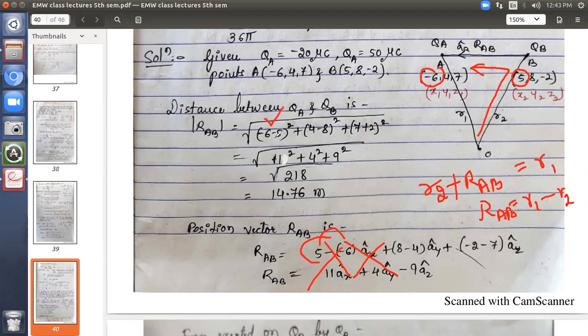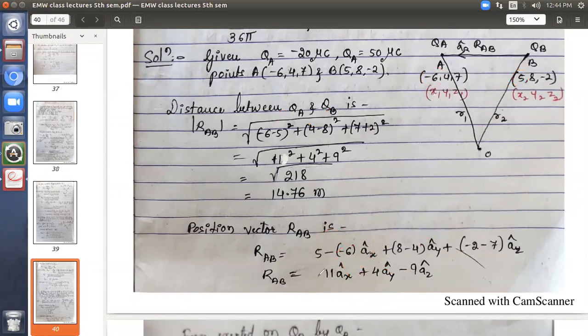Minus 6 minus 5 AX plus 4 minus 8 AY plus 7 minus of minus 2 AZ. So all three directions. Please don't take this because I have taken it in reverse. I have done R2 minus R1. You should not do that. You should do R1 minus R2. What changes will you expect if I do that? The signs will get changed. This will be negative, this will be negative, this will become positive. The signs will get changed. So please make sure you're subtracting correct values. Subtract R1 minus R2. Don't do R2 minus R1. I have done that.